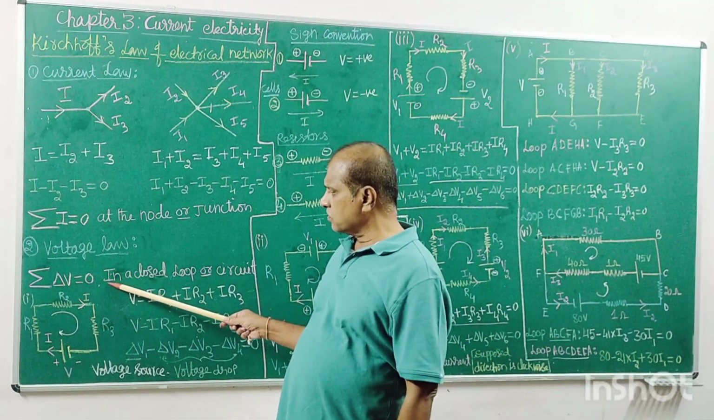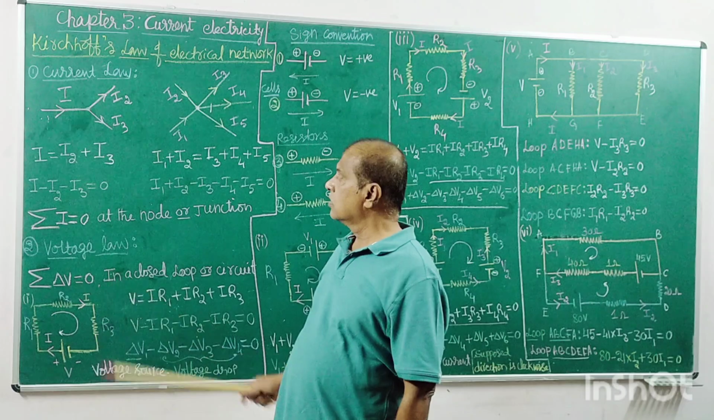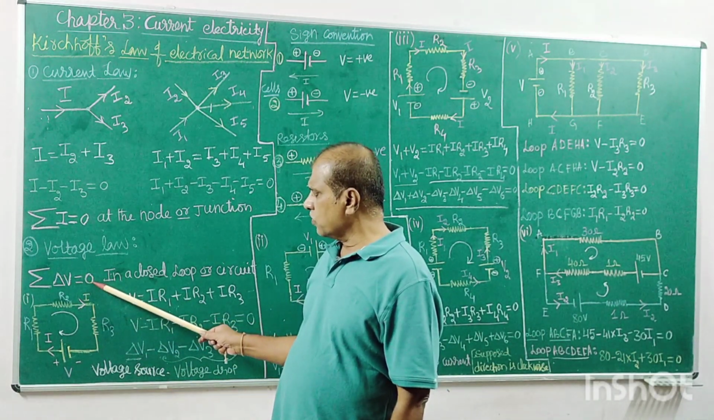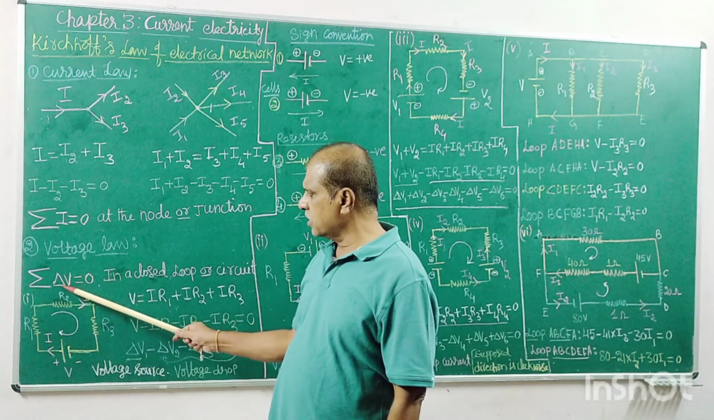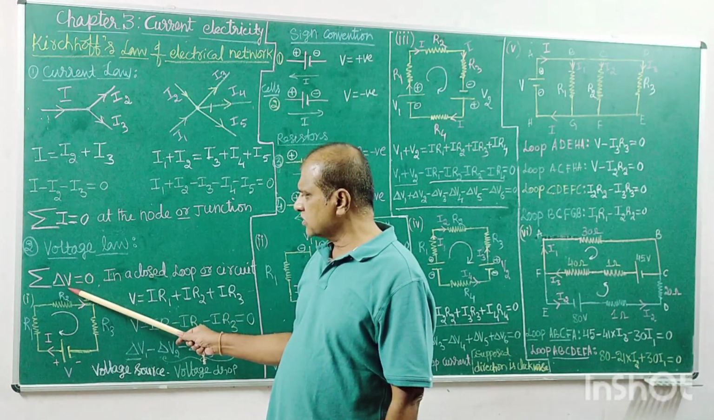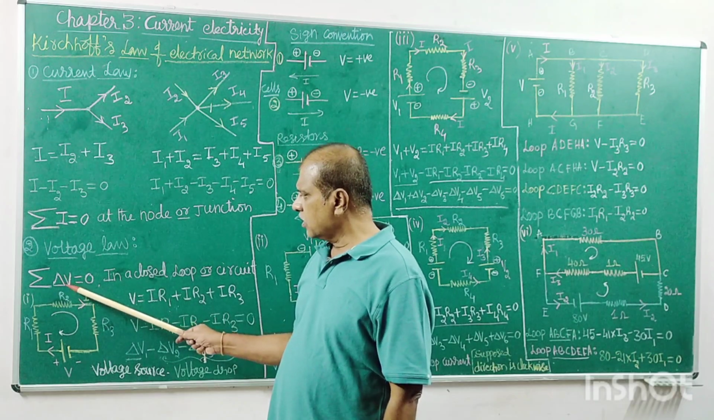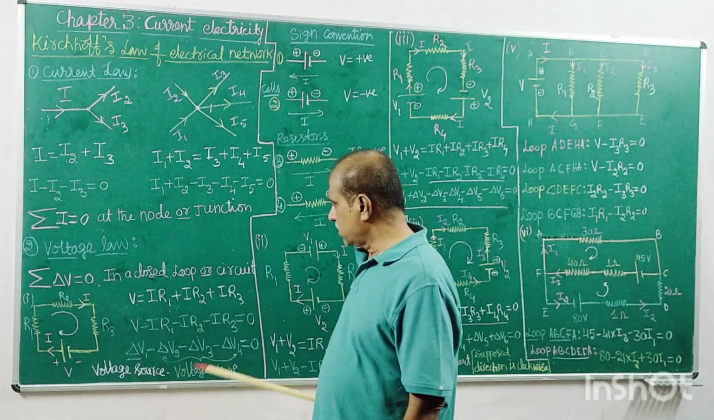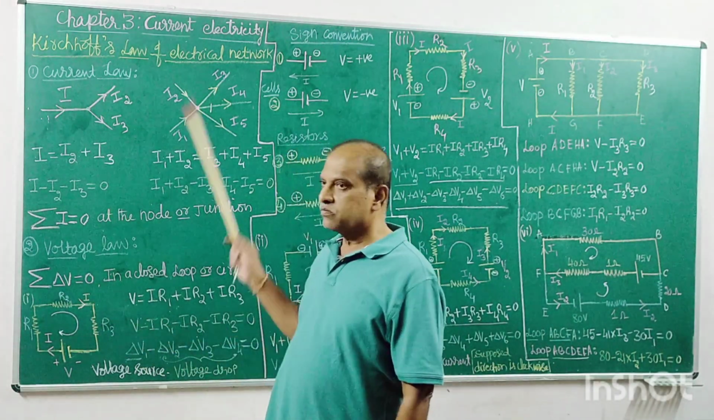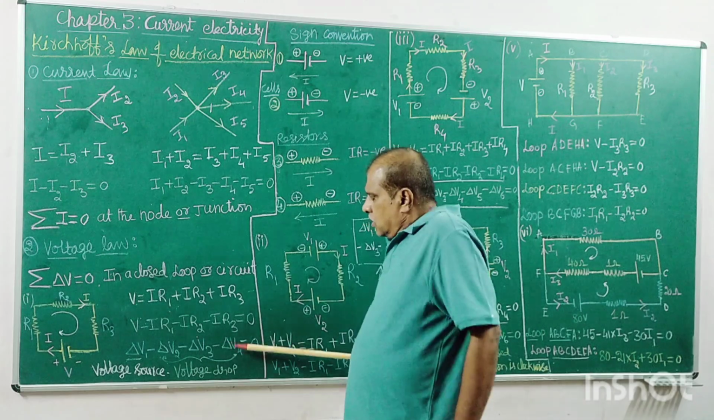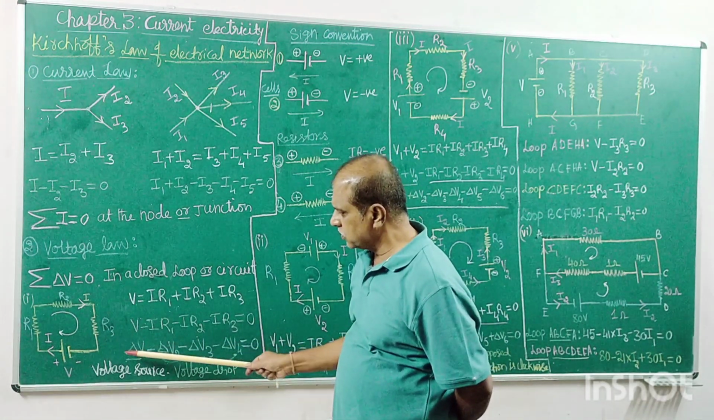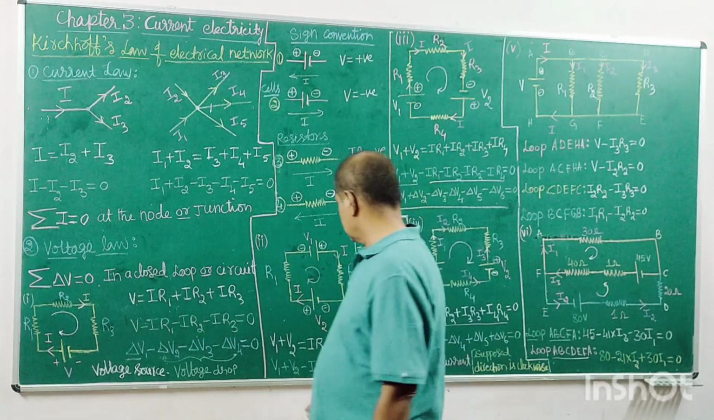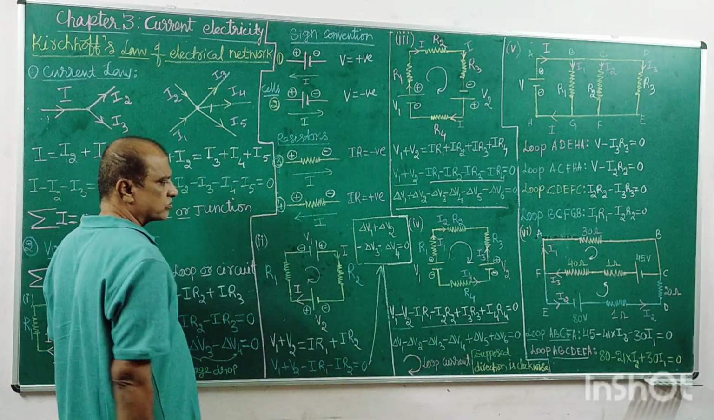What is Kirchhoff's voltage law? Summation delta V equals 0. What does that mean? Summation means there are so many delta V: delta V 1, 2, 3, 4, depending on the number of elements present in the loop. And take the sign convention, positive or minus, depending on the direction of the current and the sign convention. That is why we have this.